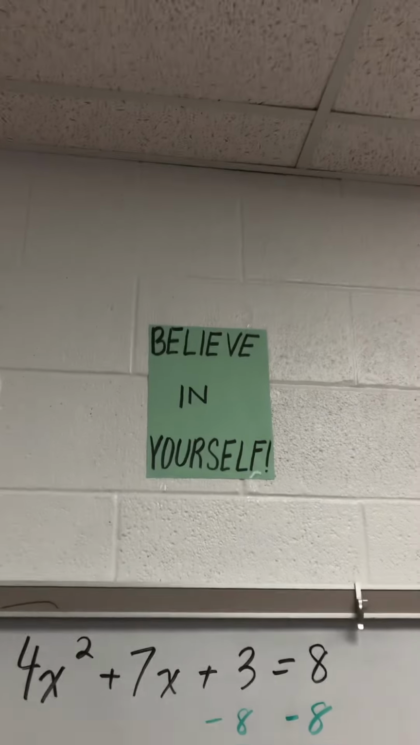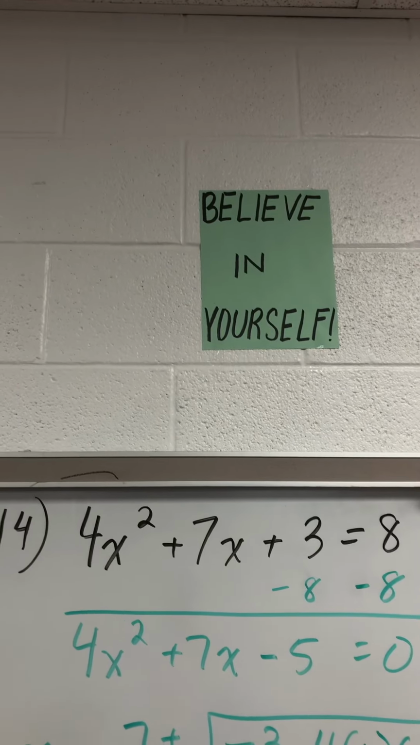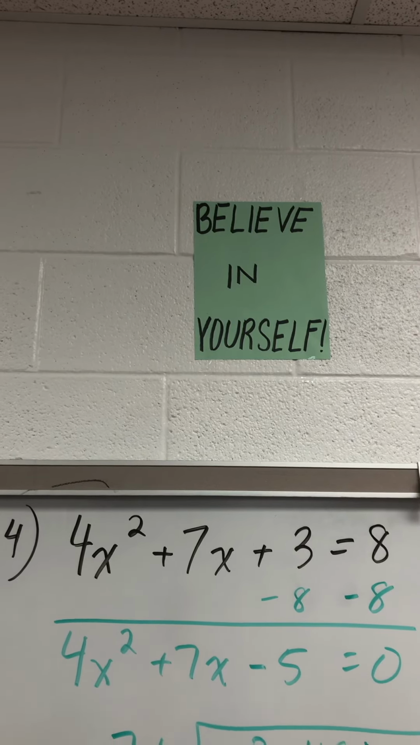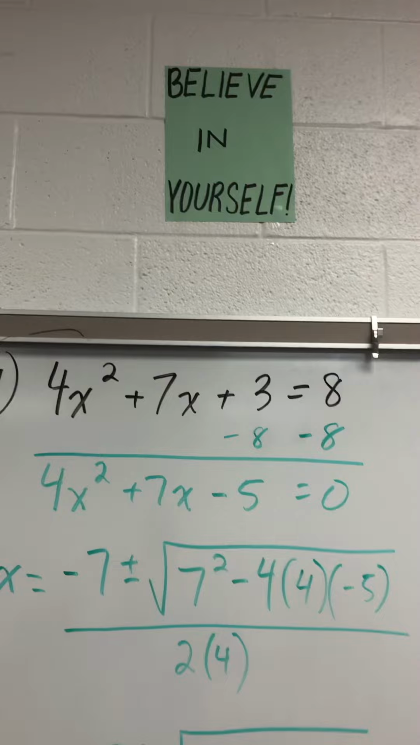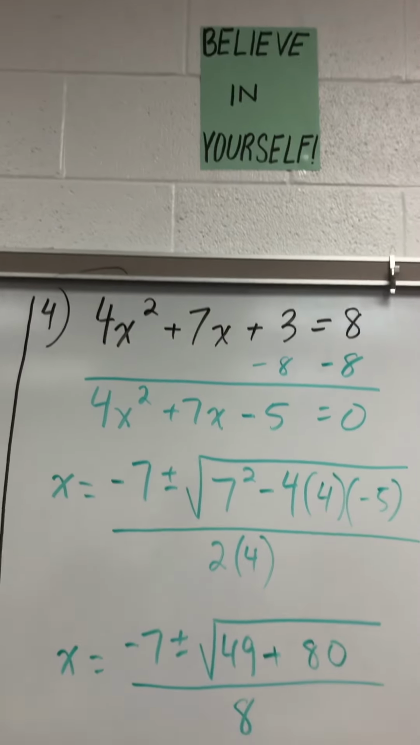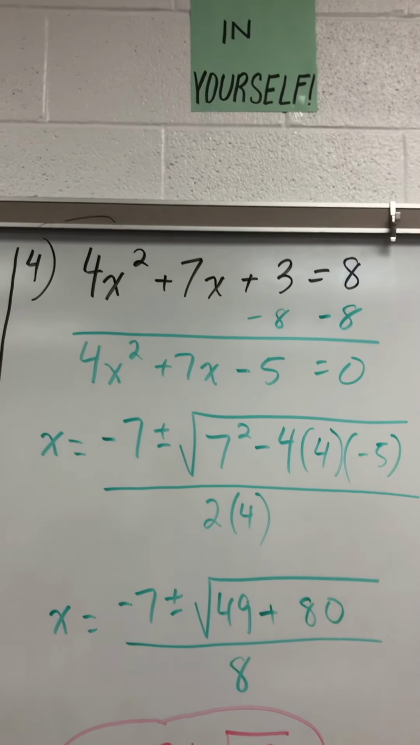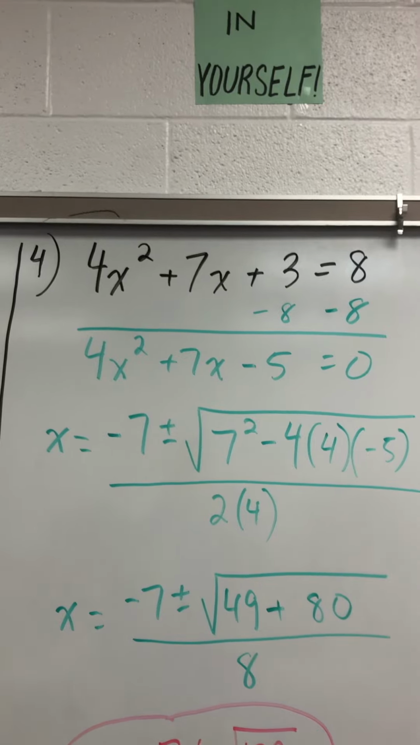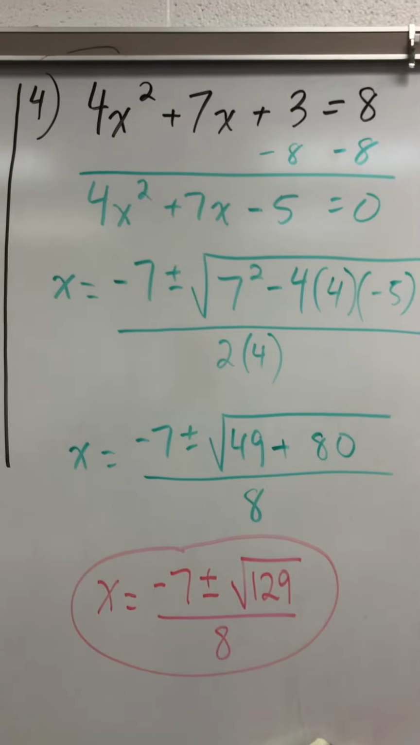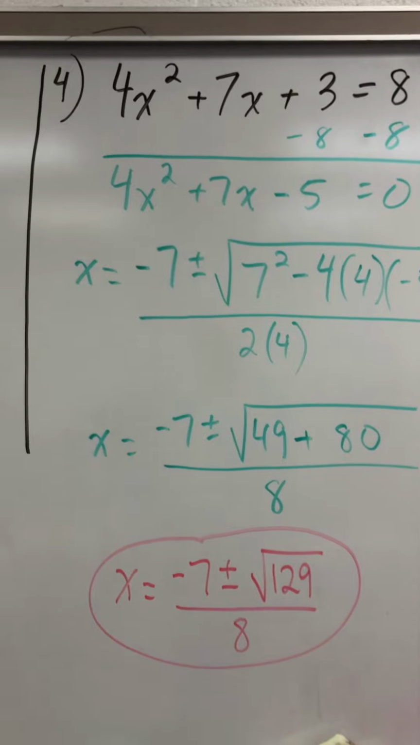Over here, the first thing you're going to do is subtract 8 from both sides. Here, A is 4, B is 7, C is negative 5. Plug the numbers into the formula. You get X equals negative 7 plus or minus square root of 49 plus 80 all over 8. 49 plus 80 is 129. So your answer is X equals negative 7 plus or minus square root 129 all over 8.